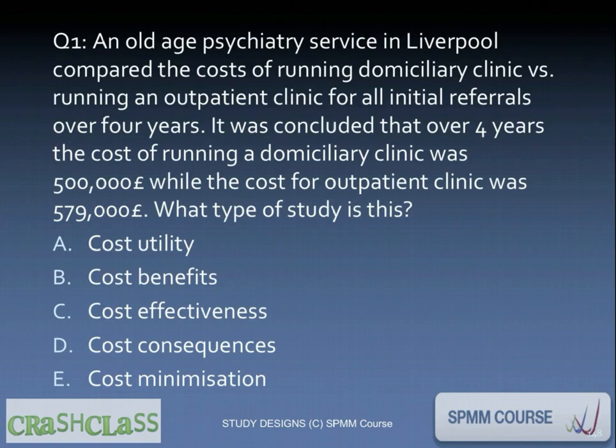Let's see some questions. First question. An old age psychiatry service in Liverpool compared the costs of running a domiciliary clinic versus running an outpatient clinic for all initial referrals over 4 years. It was concluded that over 4 years, the cost of running a domiciliary clinic was £500,000, while the cost for outpatient clinic was £579,000. What type of study is this? Now remember, are they comparing inputs? Yes, they are. 500 versus 579,000. Are they comparing outputs? No, they are not. So what kind of study is this? This is cost minimization analysis.